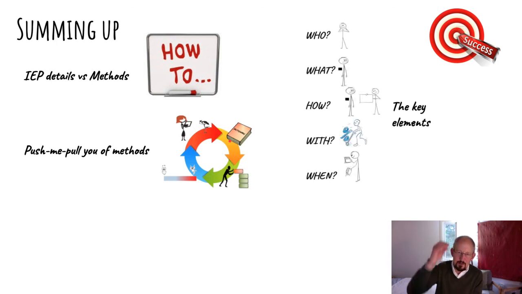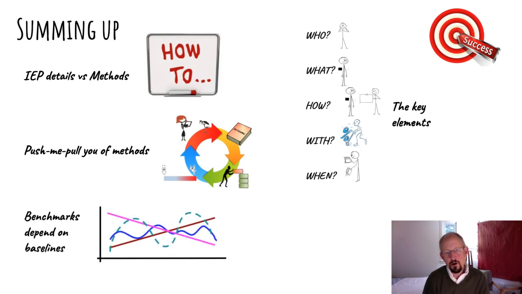Third is a template for how I think the objective can be set up, and that is: who's doing something, what are they doing, how are they doing it, with what kind of accuracy or level of support, or both, and by when. Okay, so those are the ingredients that need to go into the IEP objective and its methodology.